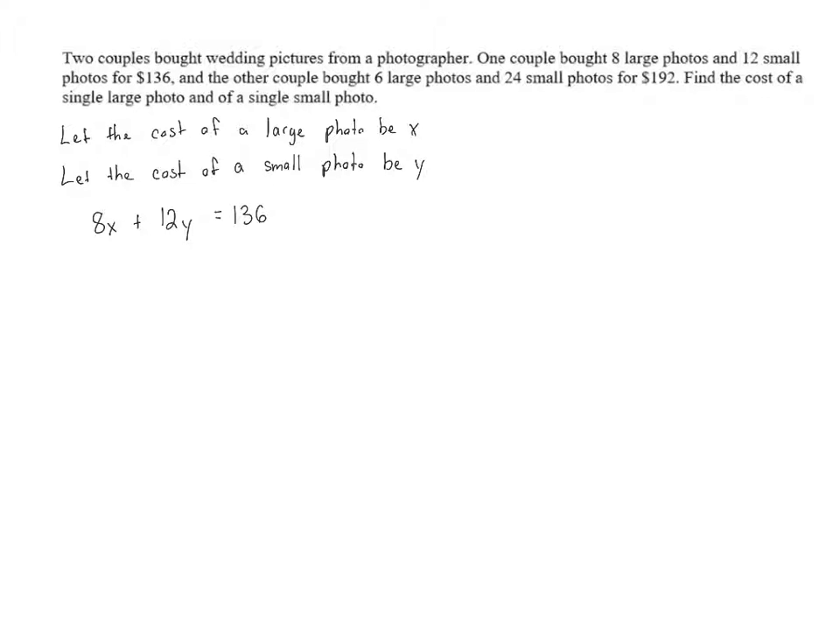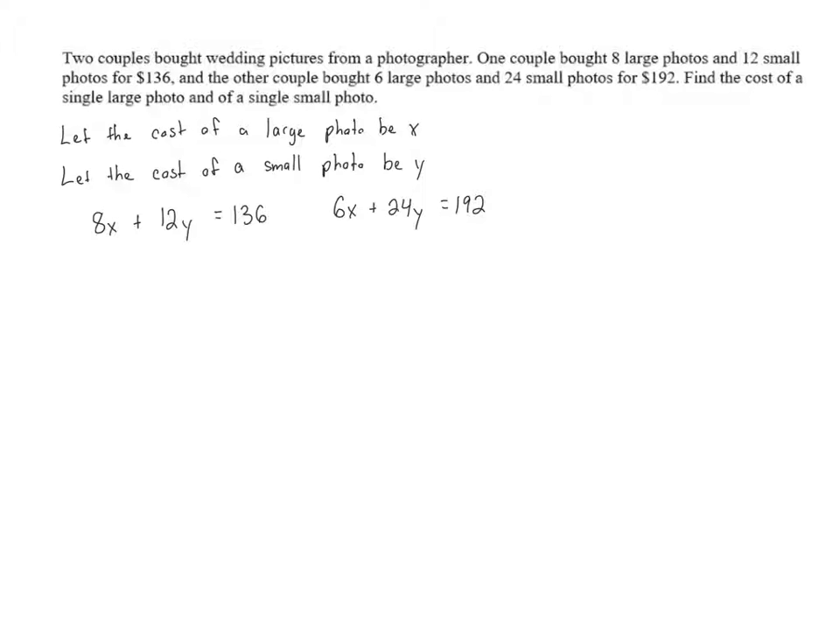Let's look at the other couple. They bought 6 large photos and 24 small photos. In that case, we have 6x for 6 large photos plus 24y for the 24 small photos, and we know that that cost them $192, so this equals 192.